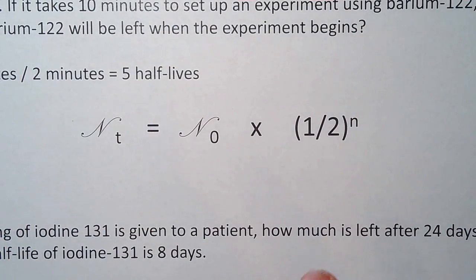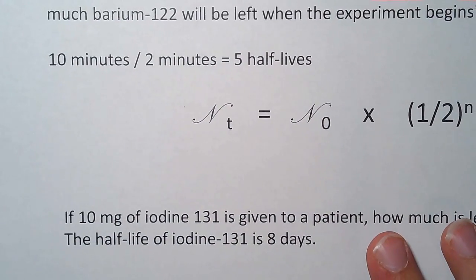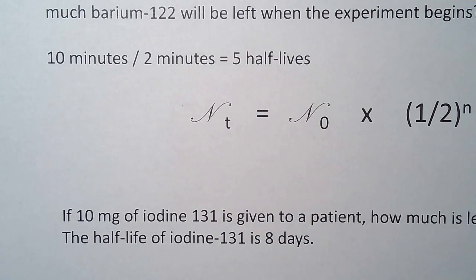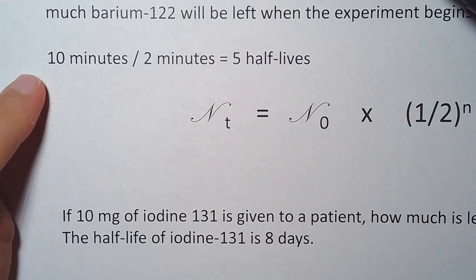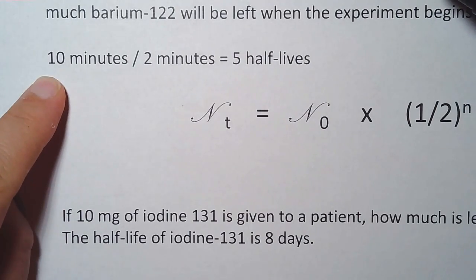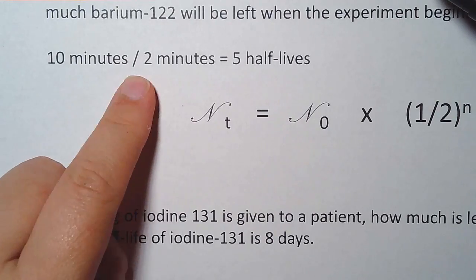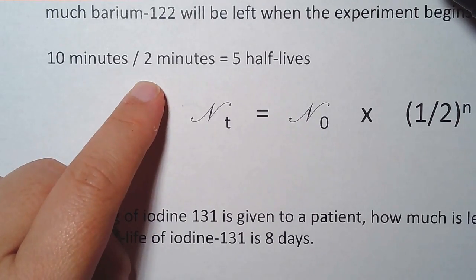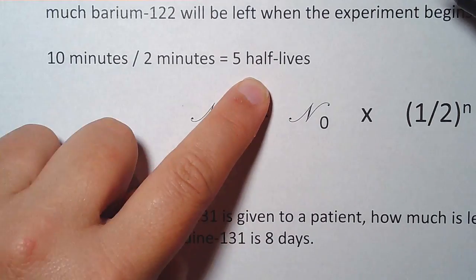Alright, so the first thing we need to do is calculate how many half-lives it's been through. If we're going to use this equation, we need our exponent. So it took 10 minutes to set up. This is the amount of time that's elapsed, divided by the half-life, which is 2 minutes, means it's been through 5 half-lives.